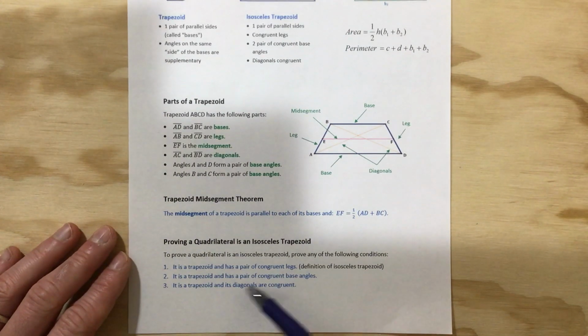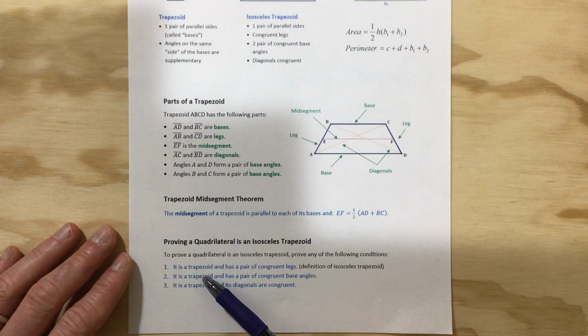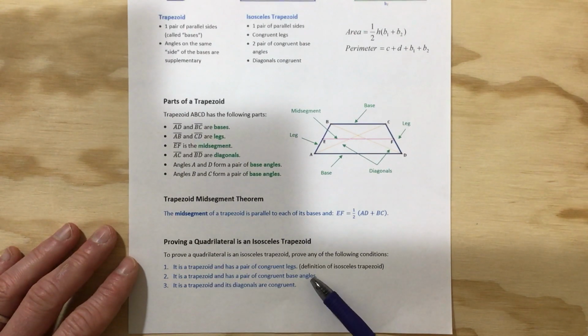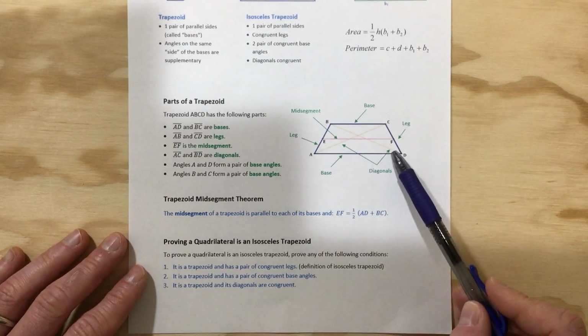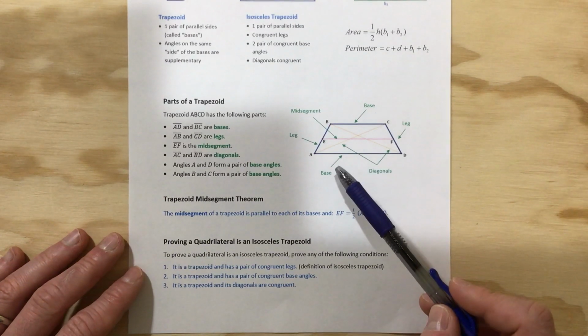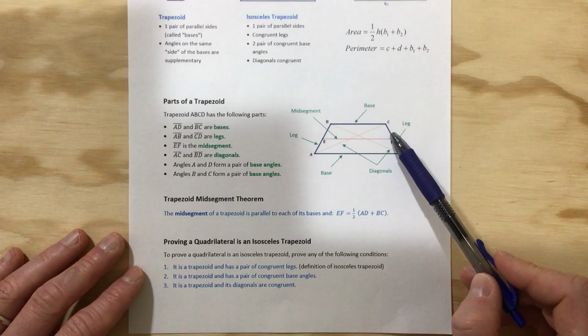Or you can do these things. You could show me that it's got a set of parallel lines and the base angles are congruent, because if these base angles are congruent, then you know that the legs have to be congruent as well.